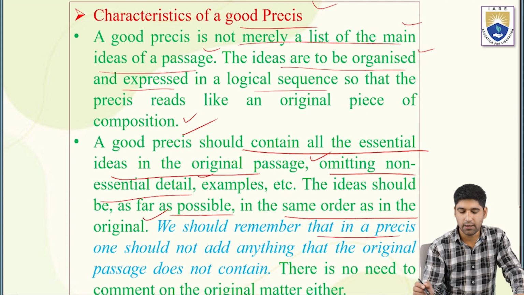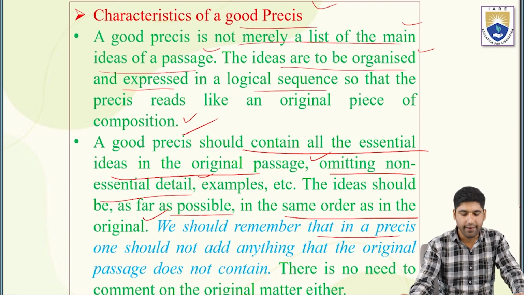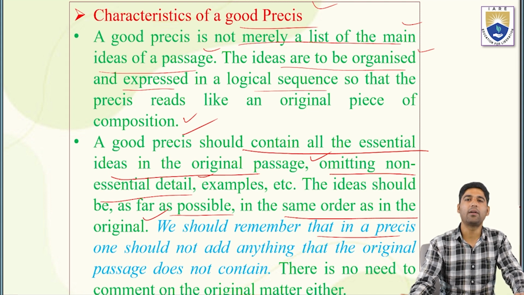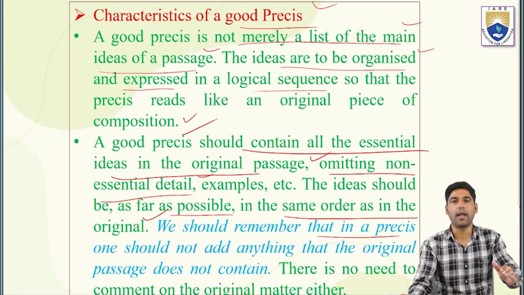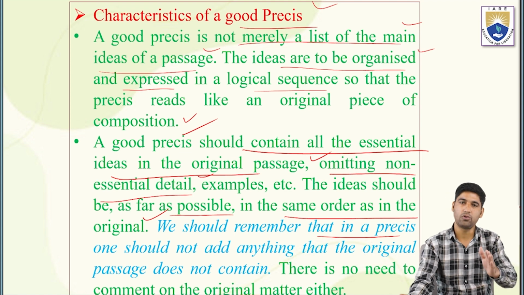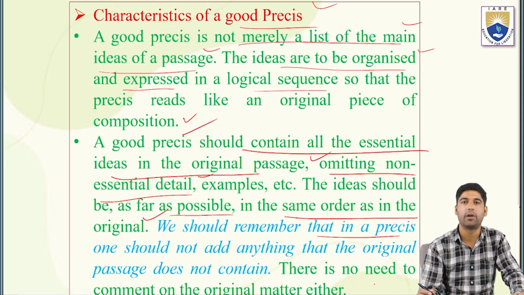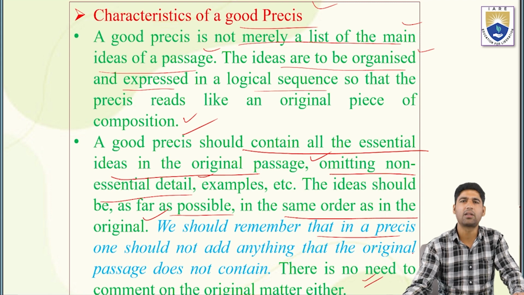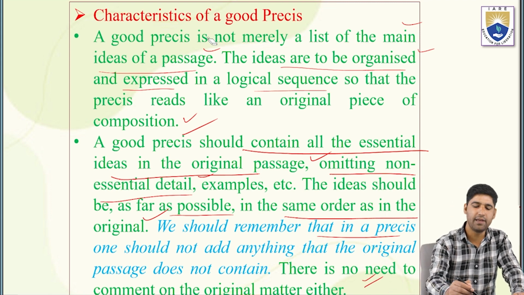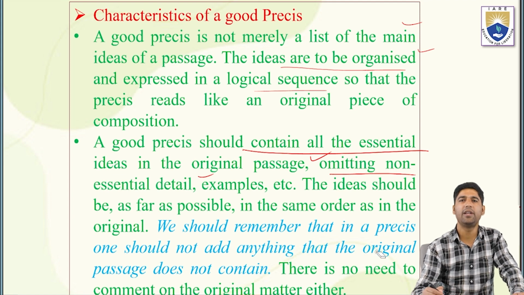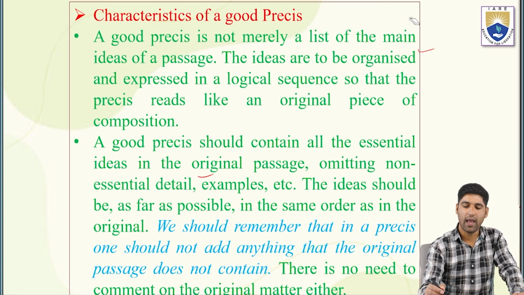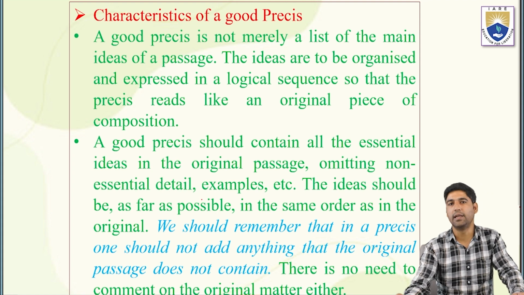And we should remember that in a Precis, one should not add anything that the original passage does not contain. So we cannot add our own details. We cannot add something extra. We cannot borrow details from other sources. Rather, we have to write only those details which are there in the original text. And there is no need to comment on the original matter either. We cannot show our own opinions, our own ideas. So there is no need to comment. Rather, we have to write very honestly and sincerely.